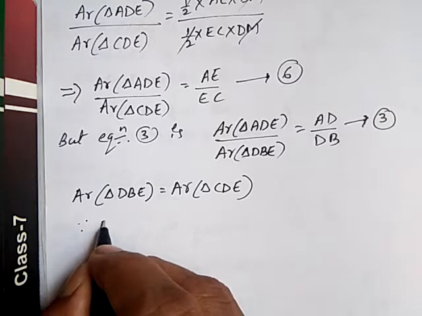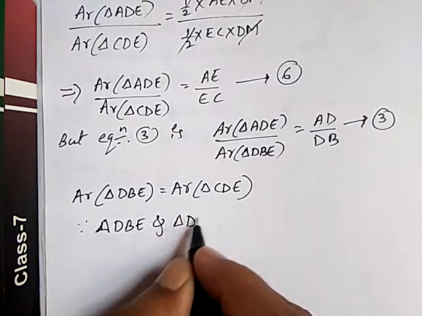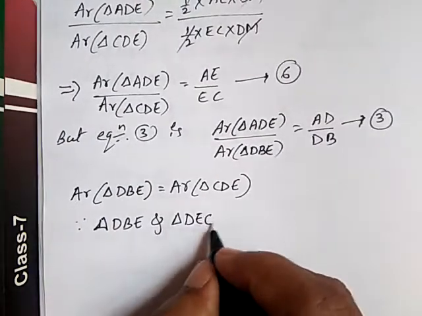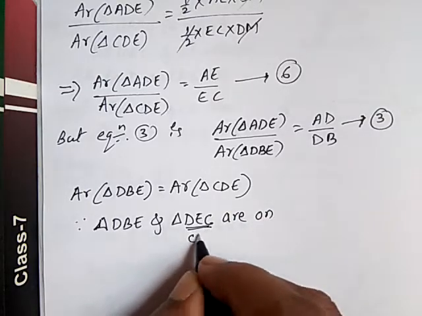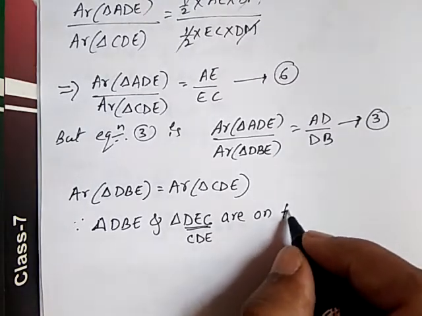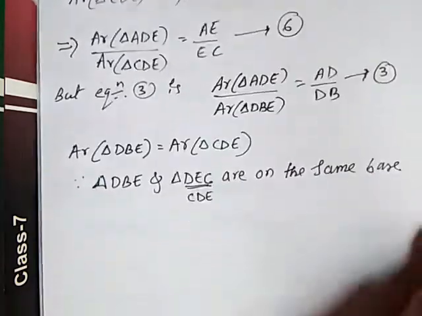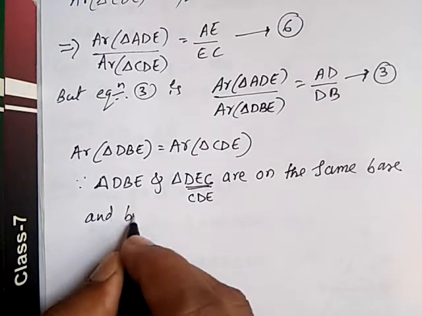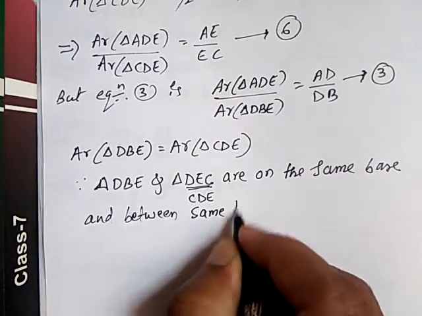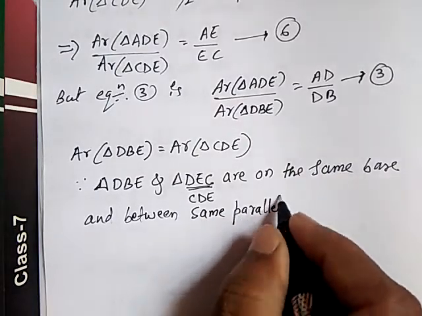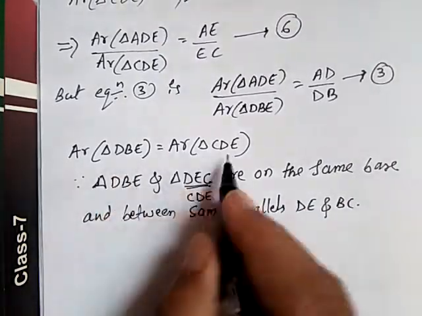How? Since triangle DBE and triangle DEC, or CDE, are on the same base and between the same parallels DE and BC, right? Therefore you can write these two are equal.